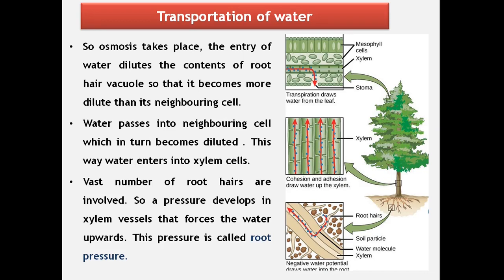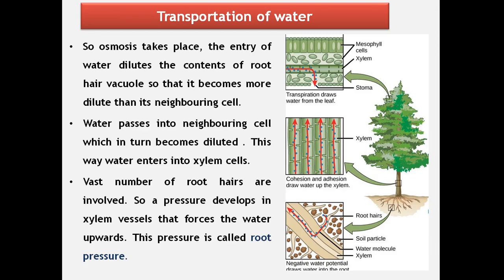What is osmosis? We already learnt it in our 9th class. The movement of water from higher water concentration to lower water concentration through a semi-permeable membrane is called osmosis. Or you can say, from a dilute solution to a concentrated solution through a semi-permeable membrane is called osmosis. The entry of water dilutes the contents of the root hair vacuole. So, the water enters into the vacuoles of the cells of the root hair.